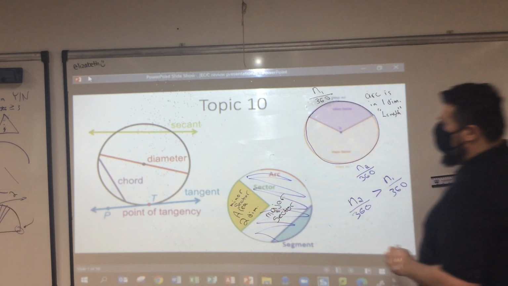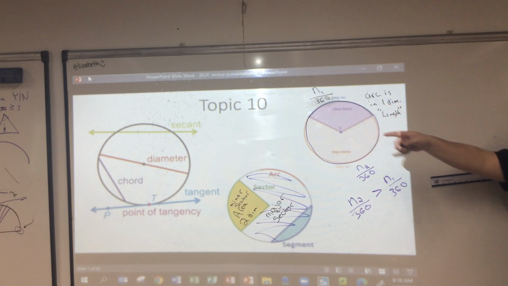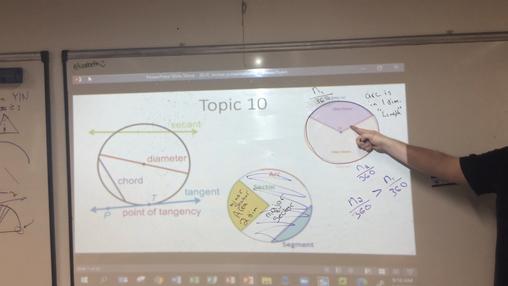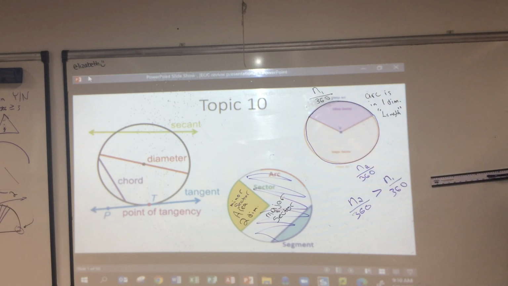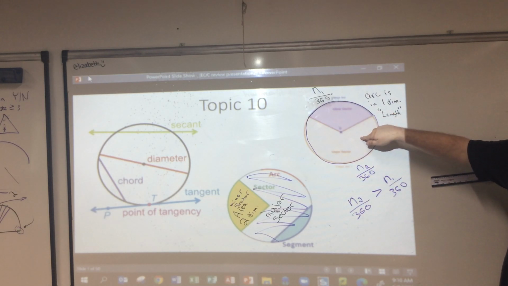So I guess the best way to think about it is when we're talking about minor and major parts of a circle, it's just, is the angle that made them greater than or less than 180? The sector, though, is talking about how much color goes inside.